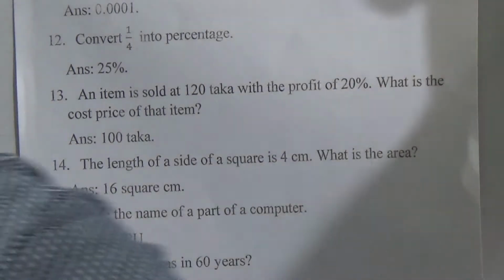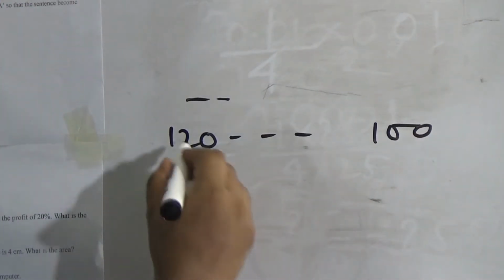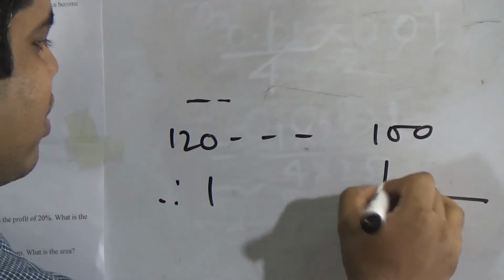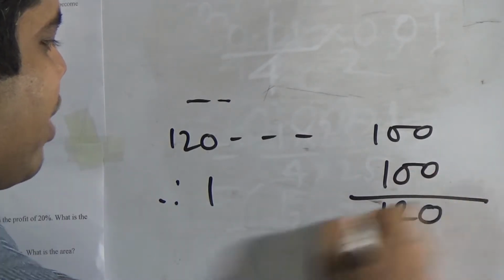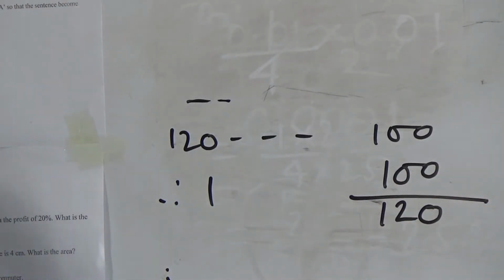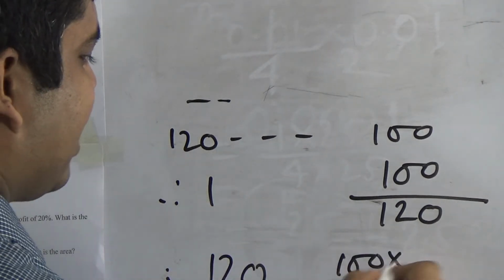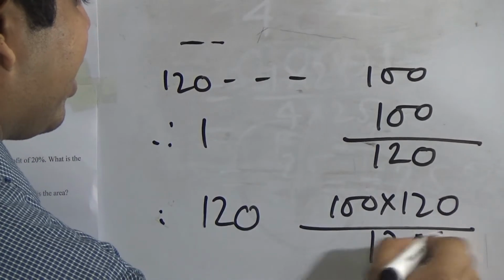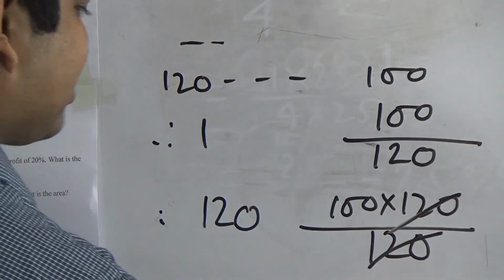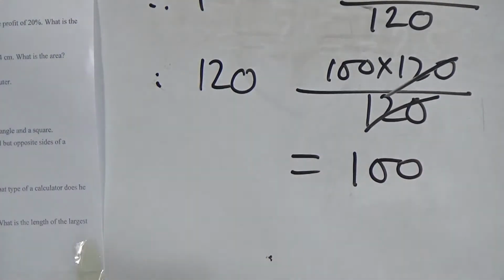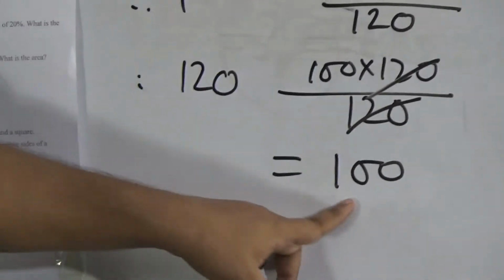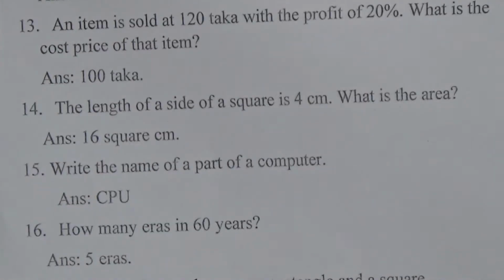So if the selling price is 120 taka, then the cost price is 100 taka. So if the selling price is 1 taka, then the cost price is 100 divided by 120. Now if the selling price is 120 taka, then we get 100 multiplied by 120 over 120. These are cancelled. Next 100. So 100 is the answer. 100 taka is the cost price.